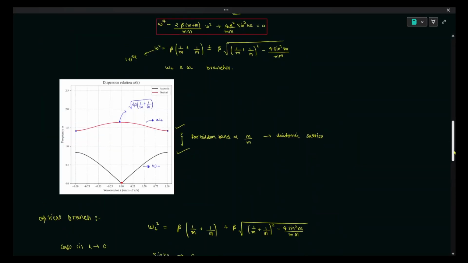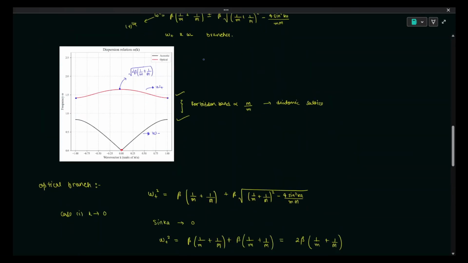So this means that the value of the optical branch at the zone boundary is the square root of 2 beta divided by small m. So the lower part of this optical branch depends on small m.